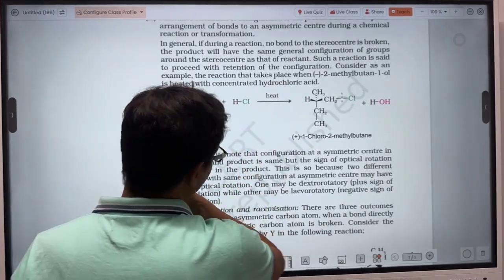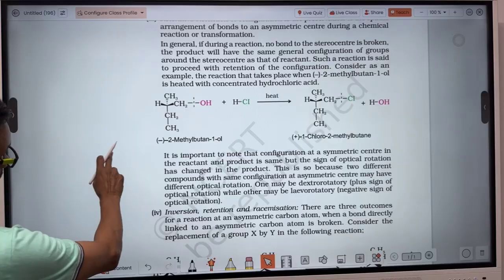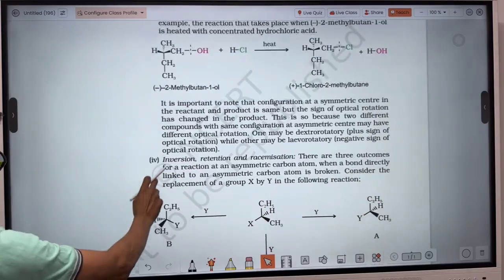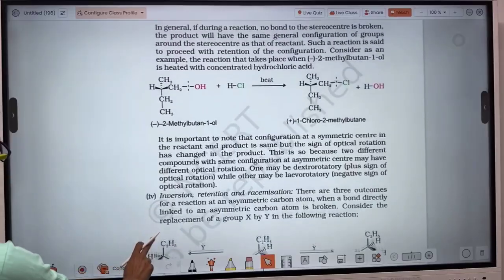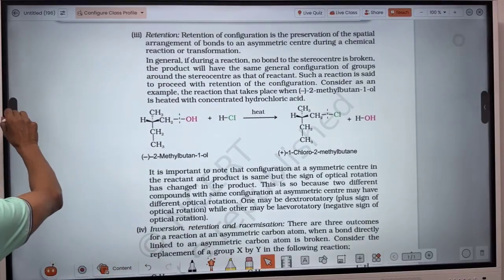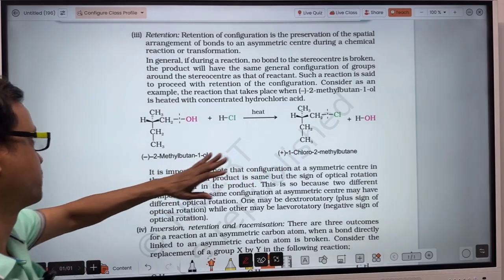Now that was about here. When does the reaction take place through the SN1 mechanism and through the SN2 mechanism? When will there be inversion of configuration and when will there be retention of configuration? So listen here. The reaction has been shown.